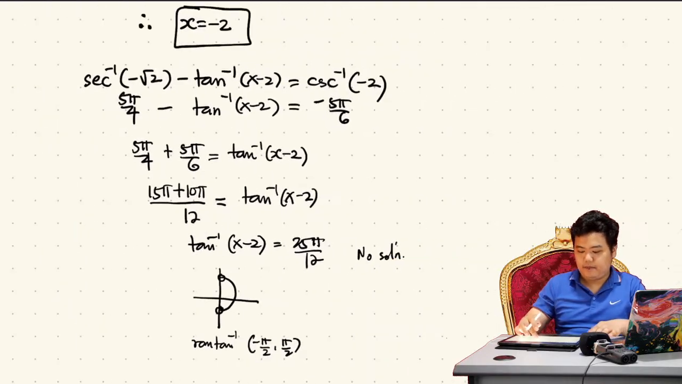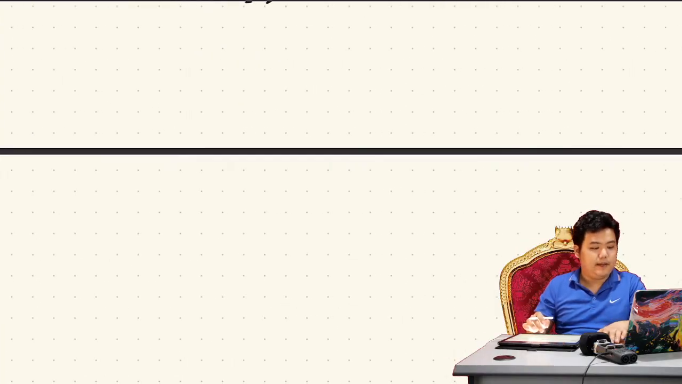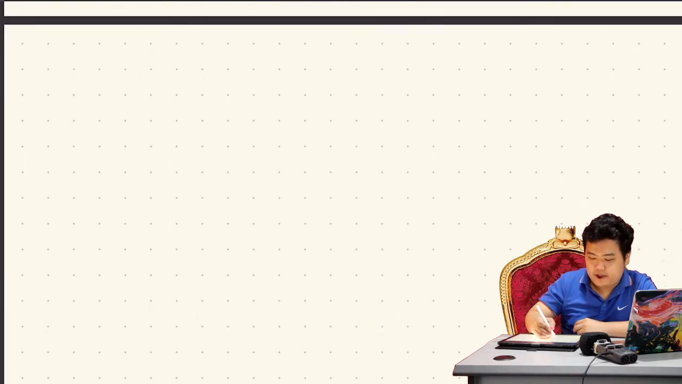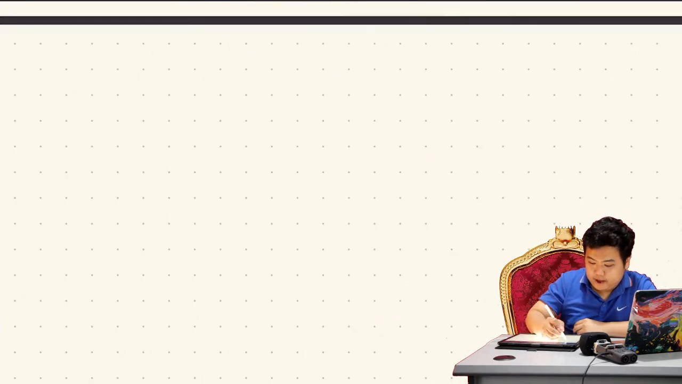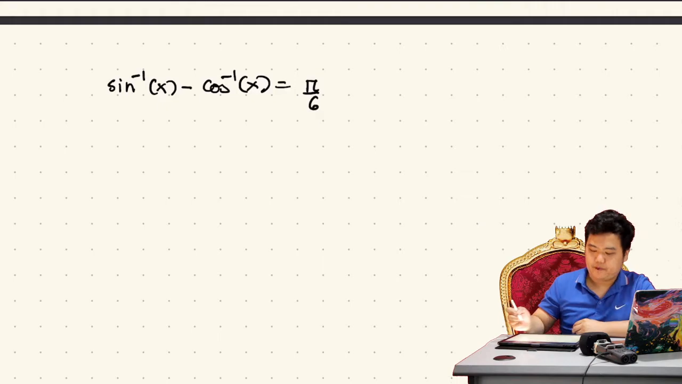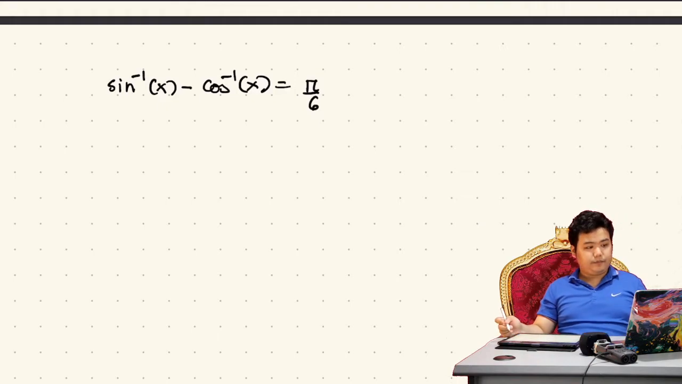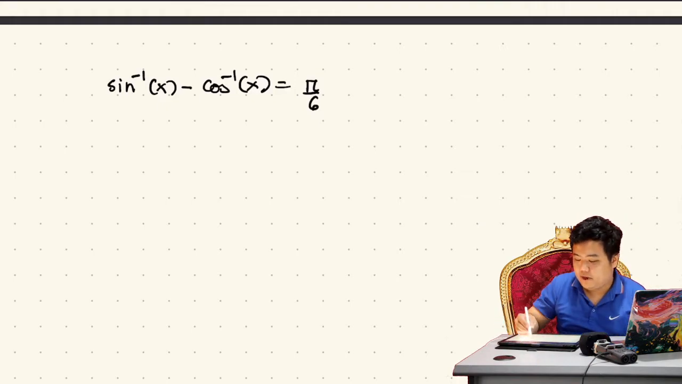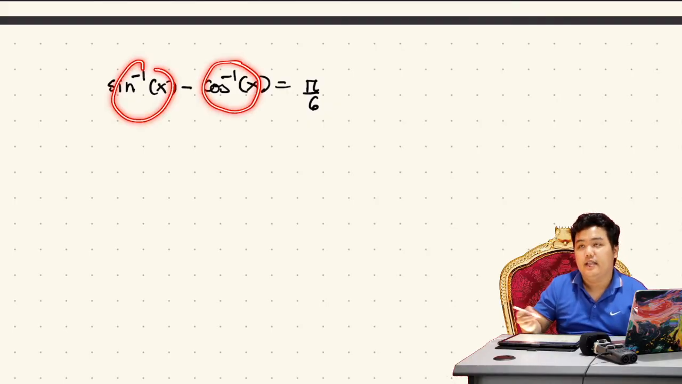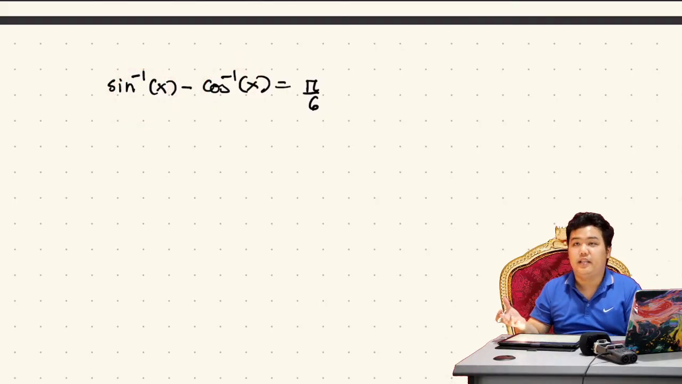Okay, dun tayo sa next problem. Second to the last problem. Okay, so let us solve for sine inverse x minus cosine inverse x equal to pi over 6. So, dalawa yung inverse trig functions natin. So, dahil meron tayong more than one inverse trig functions, ililet lang natin sila as angles.